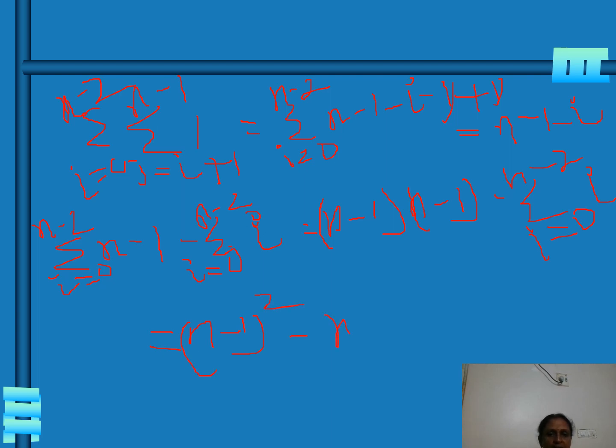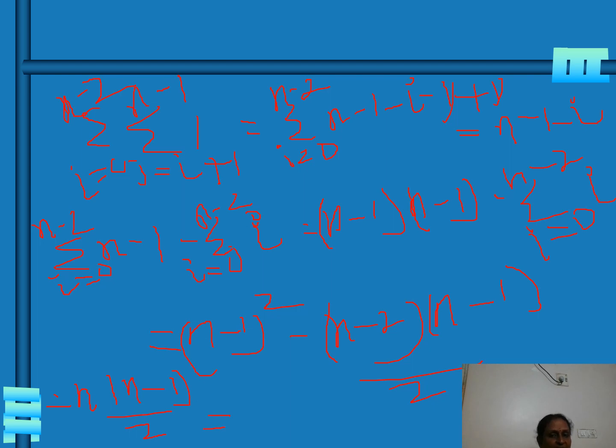If you simplify this summation, that is the sum of natural numbers n into n plus 1 by 2, but our last limit is n minus 2, so instead of n you replace n minus 1. So you will get n minus 2 into n minus 1 divided by 2. So if you simplify this summation, the answer is n into n minus 1 by 2.